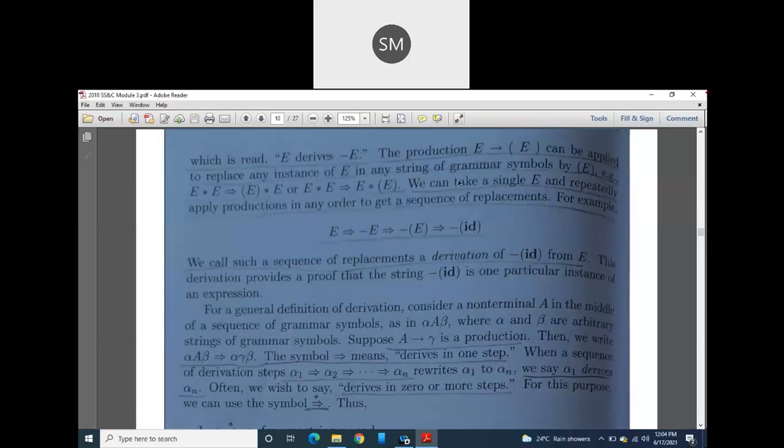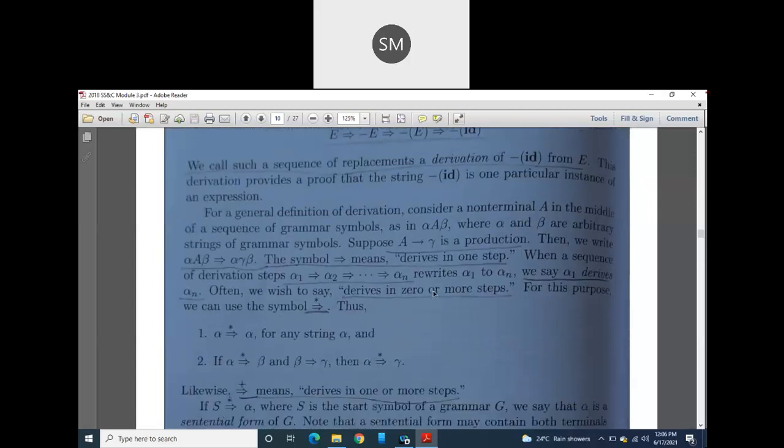Now we can take any one single E and repeatedly apply these productions to get any sequence of replacements. For example, capital letter E is deriving minus E, and in turn minus E is deriving minus of parenthesized E, and again minus of parenthesized E is deriving minus of parenthesized identifier. What is replaced here? E is replaced by minus E, minus E is replaced by minus of parenthesized E, and now this E is replaced by identifier. So these are all a sequence of replacements. A sequence of replacements is called a derivation of minus ID from E. It means that we have derived minus ID from this capital letter E. Is it clear? Or E derived minus ID.